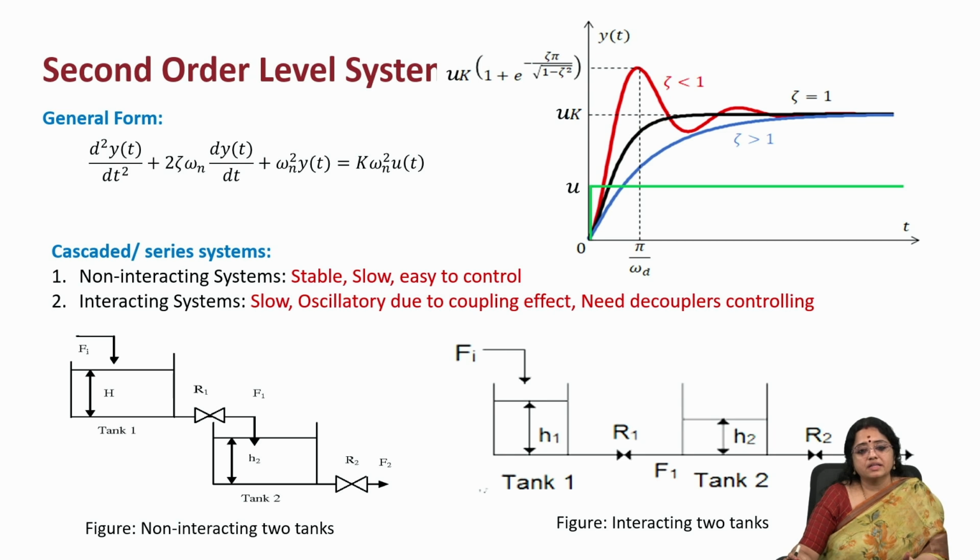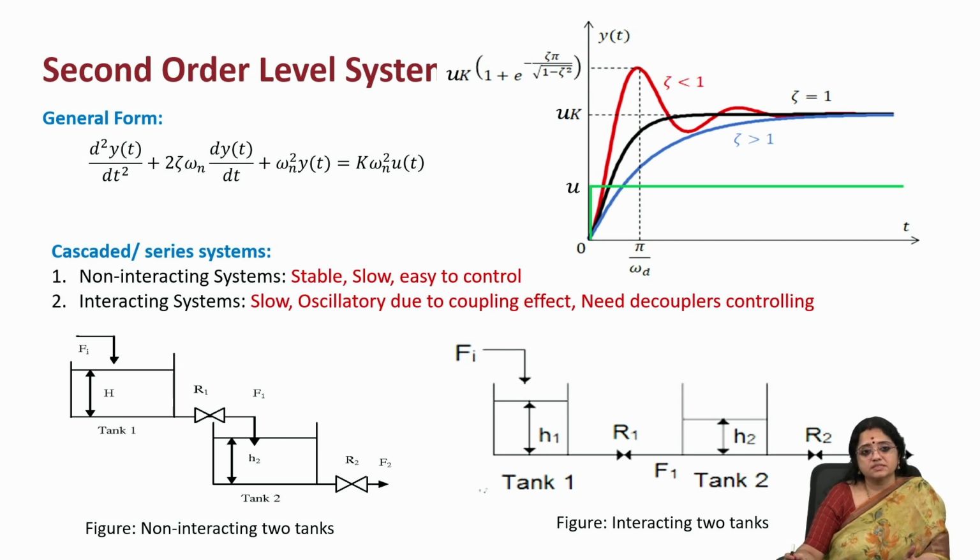Moving on, there are two very prominent subcases in second order systems, and generally here we are looking at the level system case. One is the non-interacting system and the other is the interacting system. We can label any second order system as interacting or non-interacting if the systems are cascaded, which means they are connected in series, that is, one output serves as an input to the next one and so on.